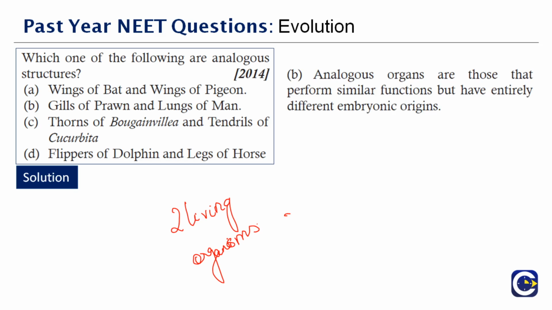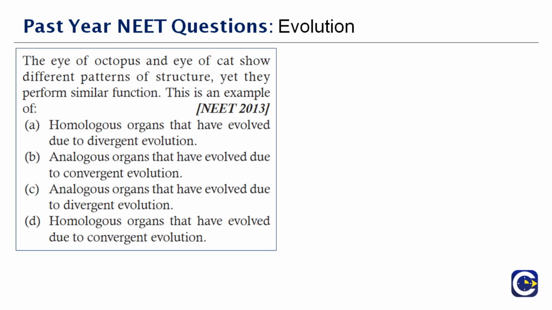Analogous organs are those that perform similar functions but have entirely different embryonic origins. So the gills of the prawn and the lungs of the man have a similar function, but the embryonic origin is different. Okay, next question here. The eye of octopus and eye of cat show different patterns of structure, yet they perform similar function. This is an example of dash.